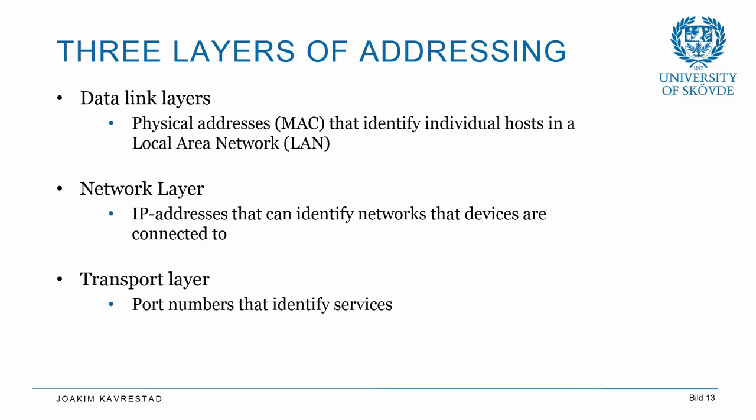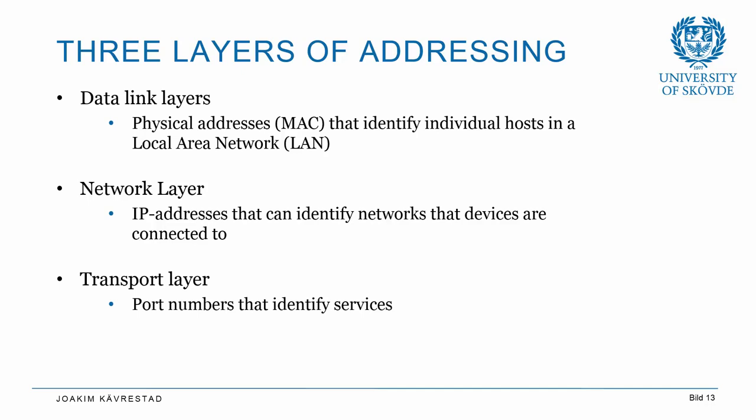So we actually have 3 layers of addressing, starting with layer 2, the data link layer addresses. At the data link layer, we have physical addresses, or MAC addresses, and what they do is that they identify individual hosts on a local area network. So the data link layer addresses, or the MAC addresses, allow us to communicate on the local area network.